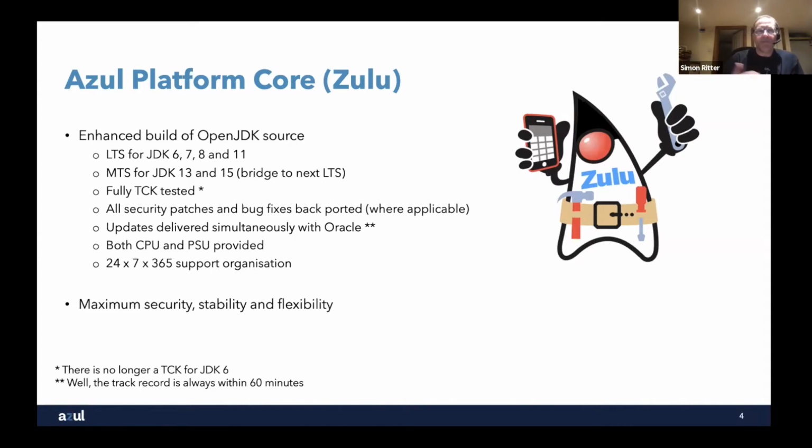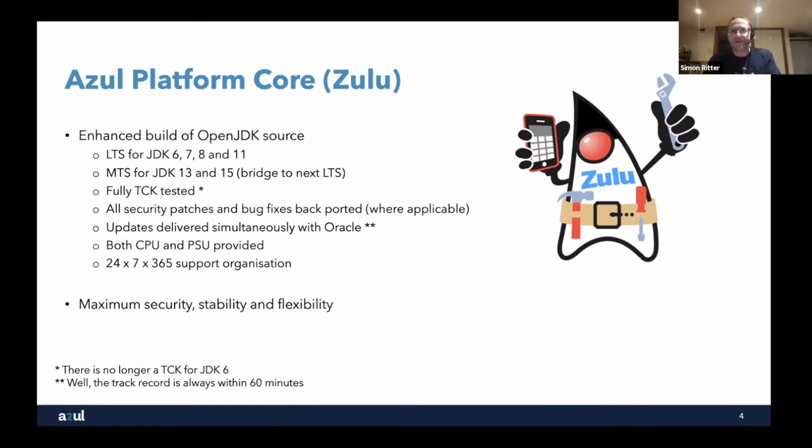We deliver our updates simultaneously with Oracle, and again, I put an asterisk there when I say simultaneously. If you look at our track record over the last couple of years, all of our updates have been delivered within 60 minutes of Oracle. I think the fastest we did was 22 minutes. The slowest was 59 minutes. So nobody's going to have enough time to figure out a vulnerability and exploit it in less than an hour. We provide both a CPU and a PSU, same as Oracle do, and we have a full support organization that can do problem resolution and things like that.